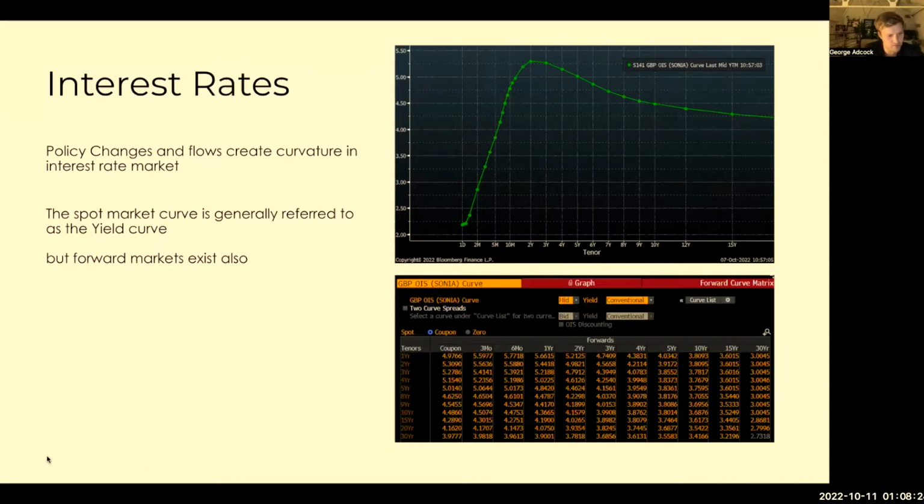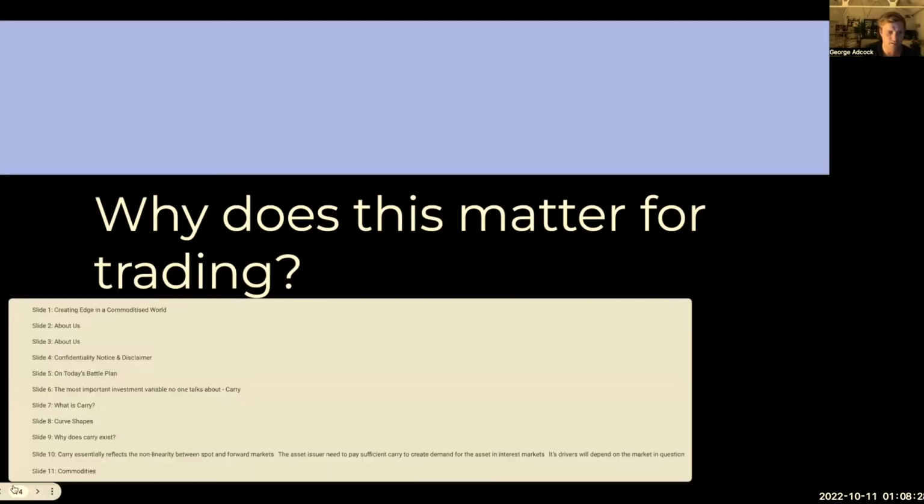Can I change the slide? Sorry, I'm unable to change the slide again. Okay, next one.